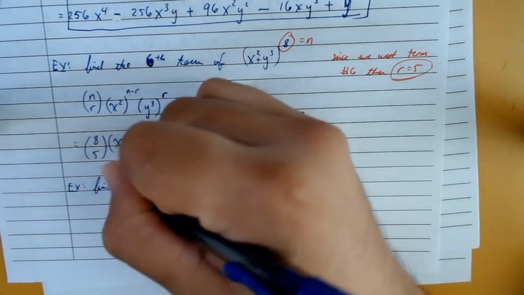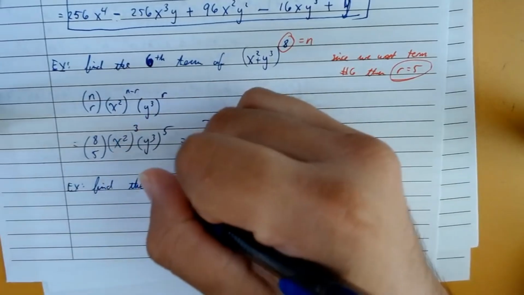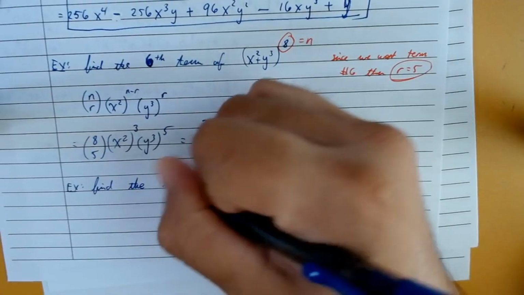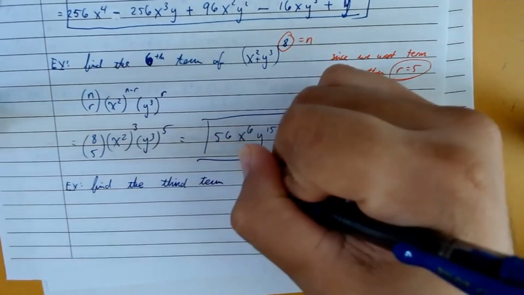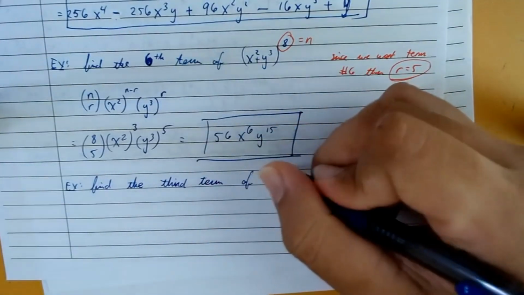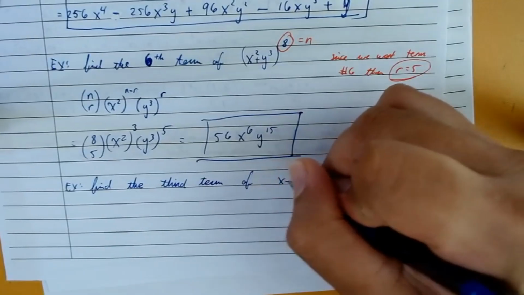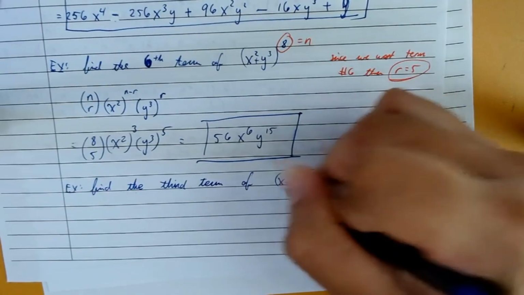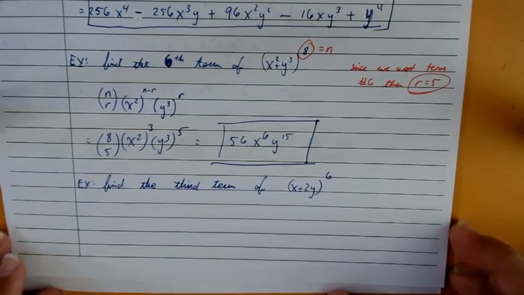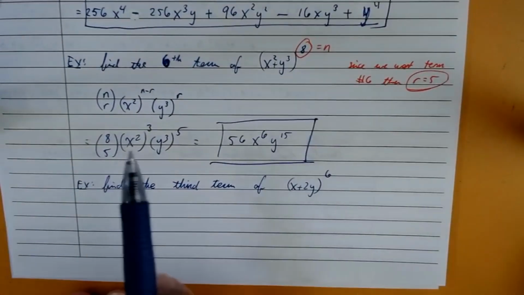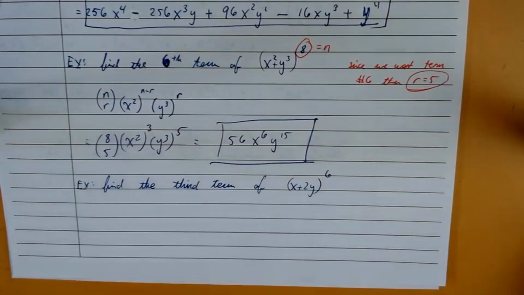Find the third term of, let's see, x plus 2y to the power of 6. All right? You can, of course, expand the whole thing out, but that's wasteful, right? You are really looking for just one term, so try to find just that one term. Go ahead and pause the video, give yourself the time you need, and once you're done, go ahead and unpause, and we can go through that together.